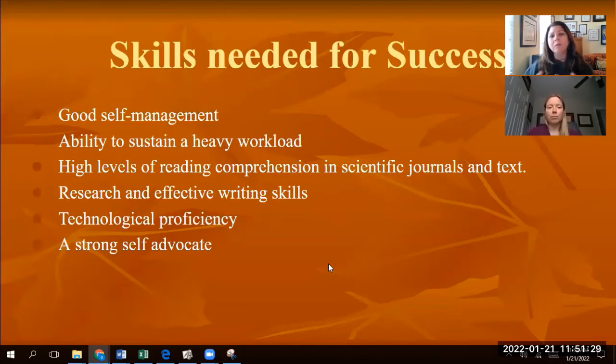So when it comes to the skills that are needed for success in AP Environmental, we appreciate the fact that students don't necessarily come into AP classes understanding these skills. And so we are going to help to make you better with these skills, but it does take a certain level of commitment on the student's part. One of the things is good self-management, just being able to make sure that you stay on top of things. The work becomes a lot if you let it accumulate.